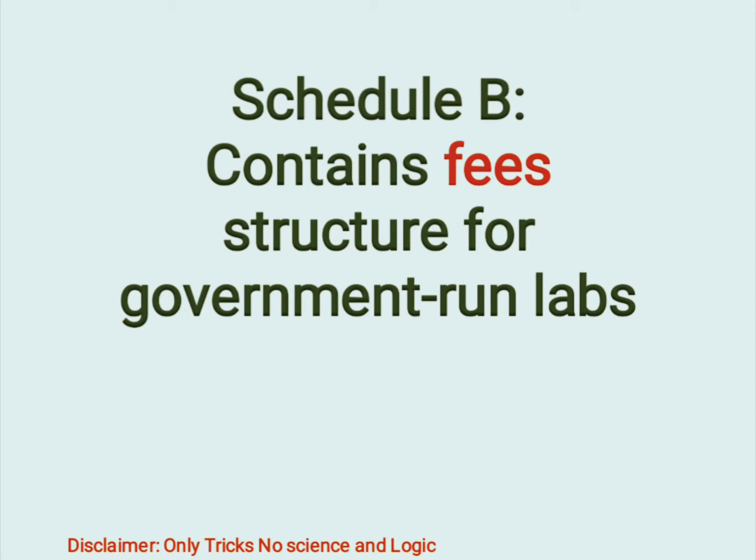Next we are going to see Schedule B. After getting the application, what are we going to do? We will pay the fees to enroll in it. So Schedule B contains the fee structure for government run labs. How are we going to remember? Yes, we got the application, Schedule A. Here we are going to fill the fee for it.